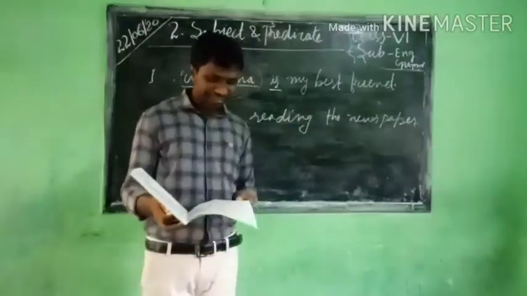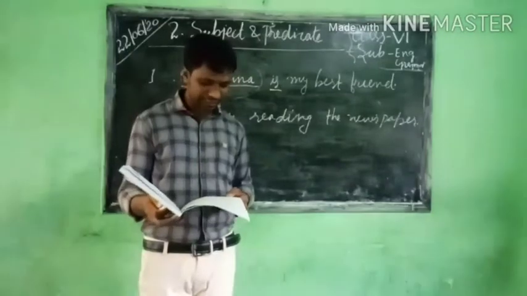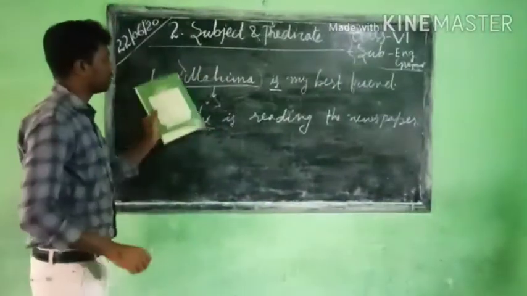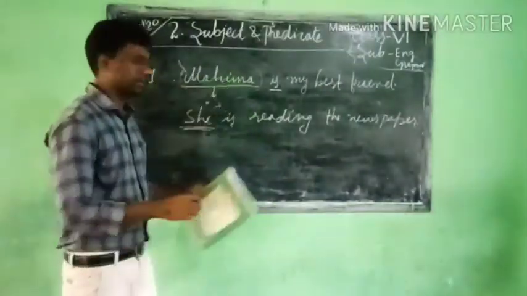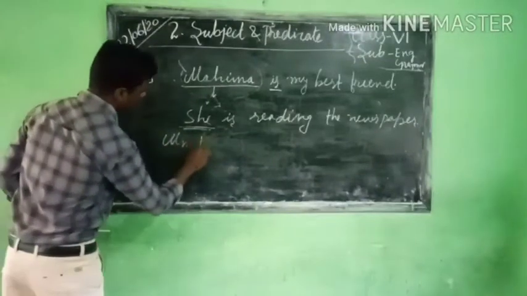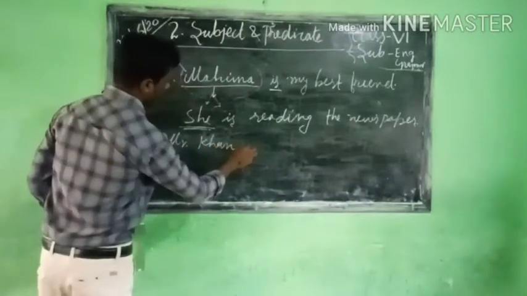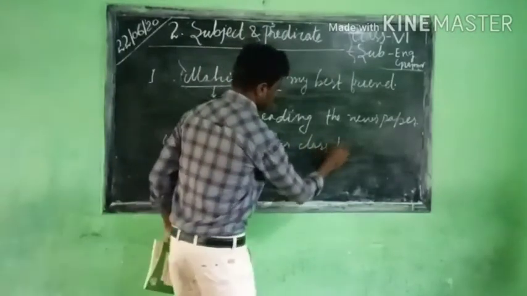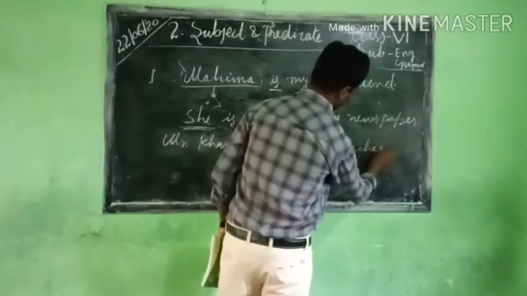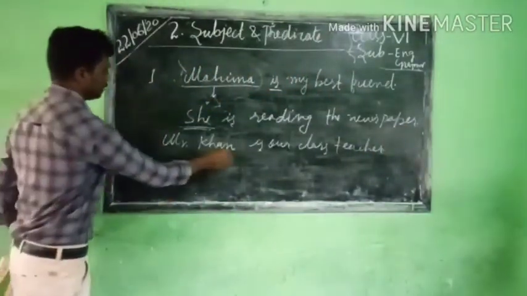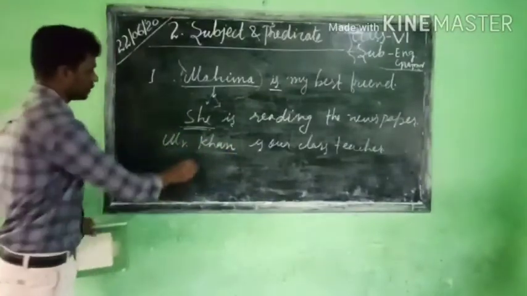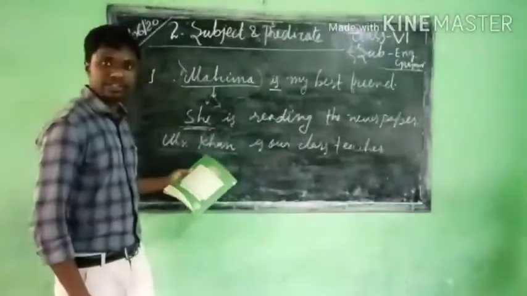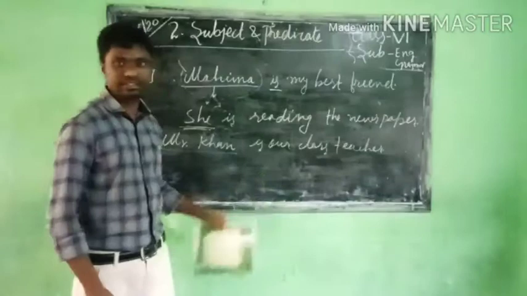So like in the next sentence, Mr. Khan is our class teacher. Here Mr. Khan is a proper noun. Mr. Khan, "is" is a verb. So it naturally becomes the subject in this sentence.